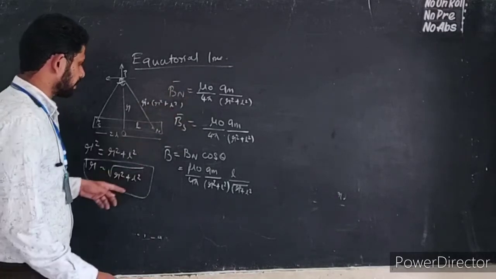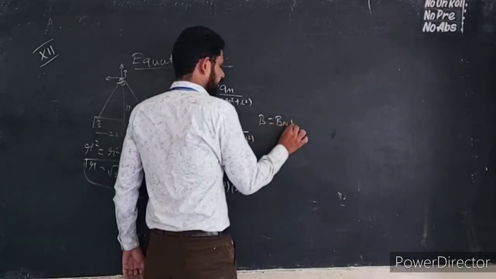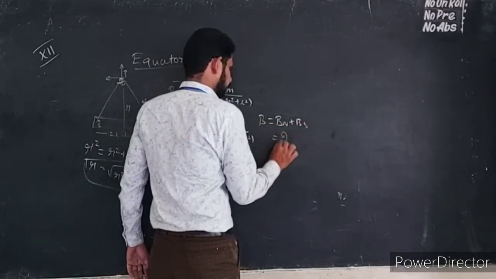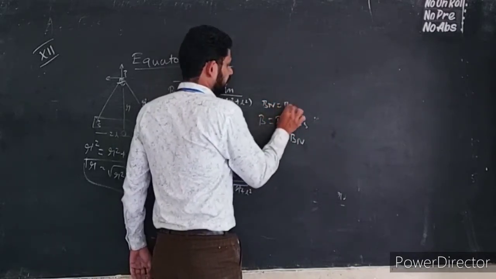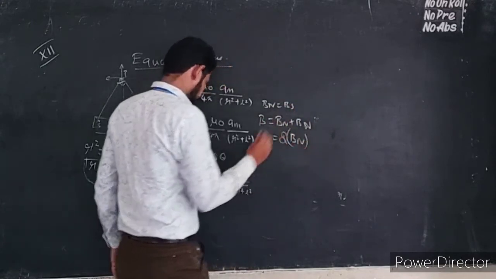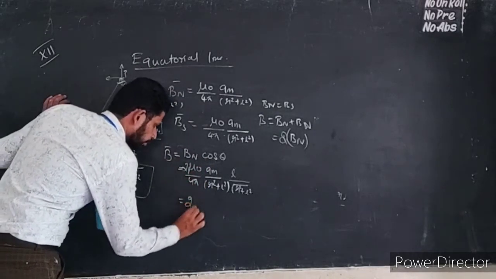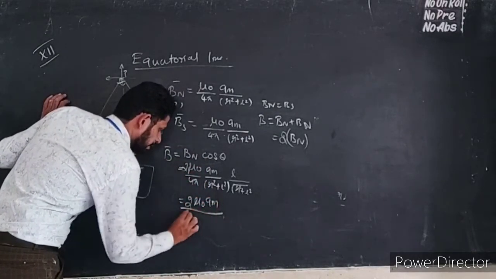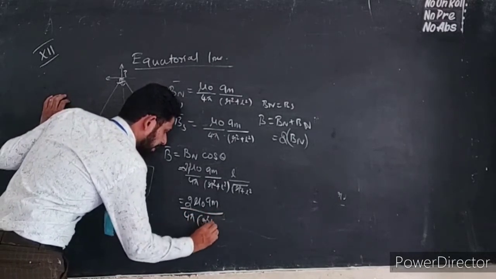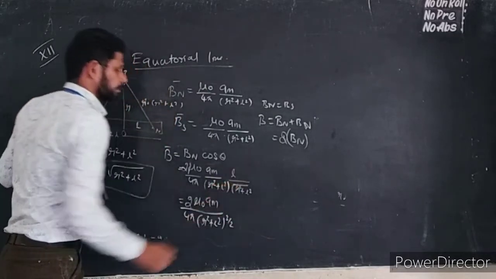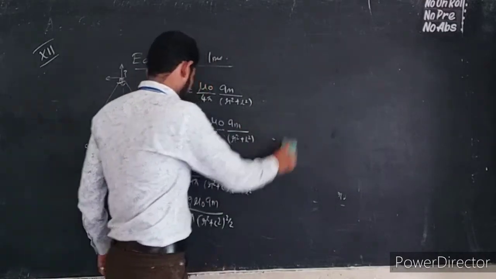So both equations are left. Bn will be equal to Bs, so the magnitude will be Bn plus Bs. So we can take 2 Bn, since Bn equals Bs, so 2 times Bs. So here we can take 2. Now, 2 mu naught qm by 4 pi over R square plus L square power 3 by 2. Now we can take this integral, right?